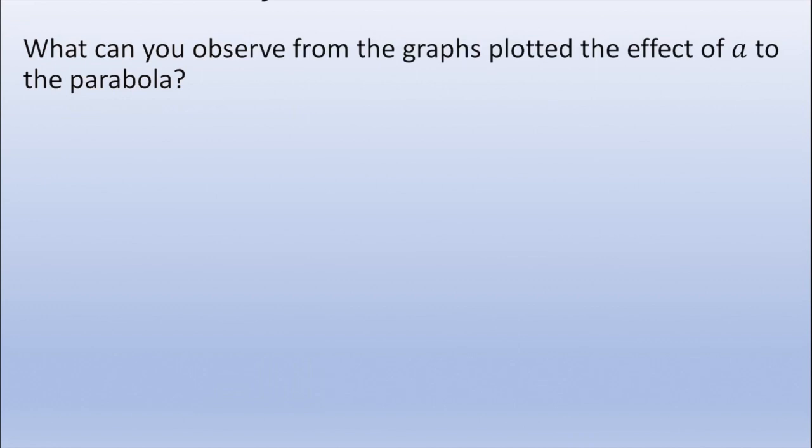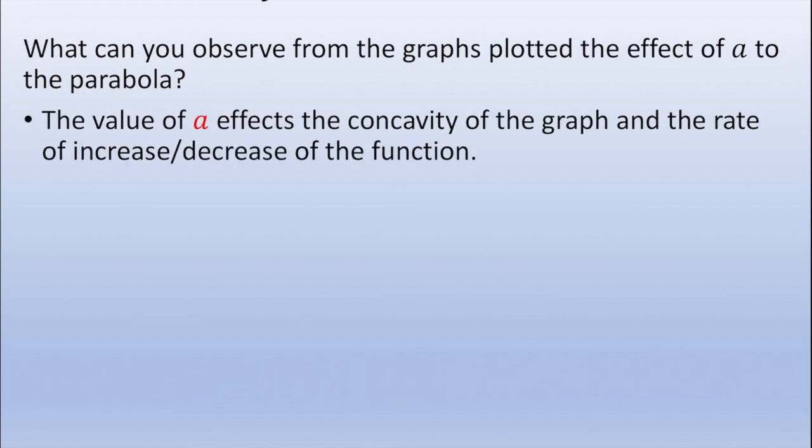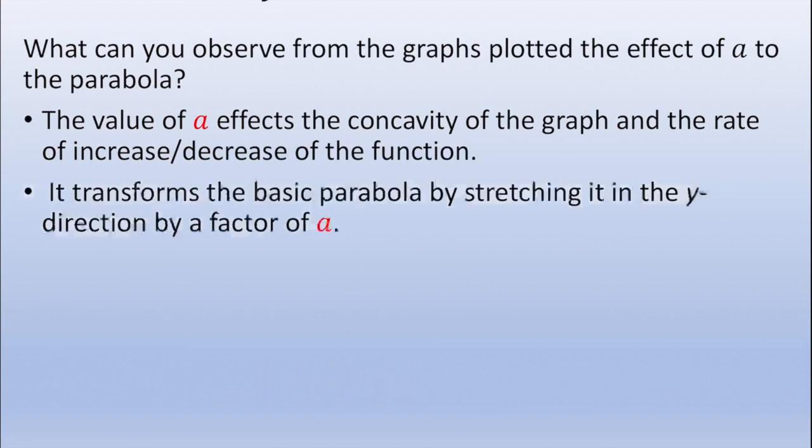In this case, we are looking at y equals ax squared, where a is not 0. First, when a is 1, we know it's a basic parabola. So what can you observe from the graphs plotted on the effect of a on the parabola? First, you can see that the value of a affects the concavity of the graph and the rate of increase and decrease of the function. So it actually affects whether it's wider or narrower than y equals x squared.